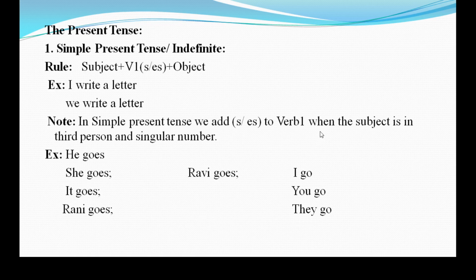But if the subject is in the third person and singular in number, we need to add s or es to the main verb, so that it is he goes, she goes, it goes, Rani goes, Ravi goes. Here s or es needs to be added to the verb 1 when the subject is in third person and singular number. So based on this rule, we construct: she writes a letter, or Rani writes a letter, or Ravi writes a letter.